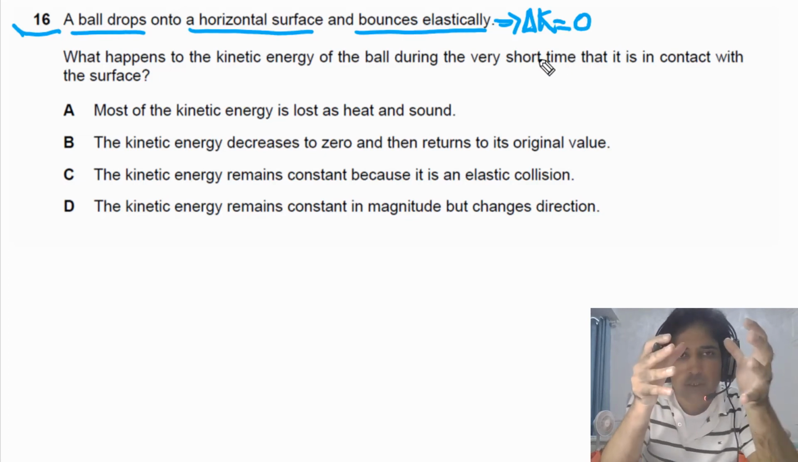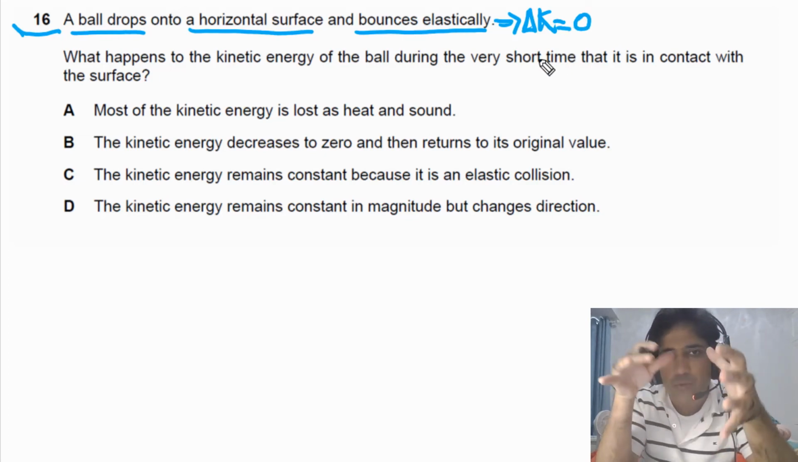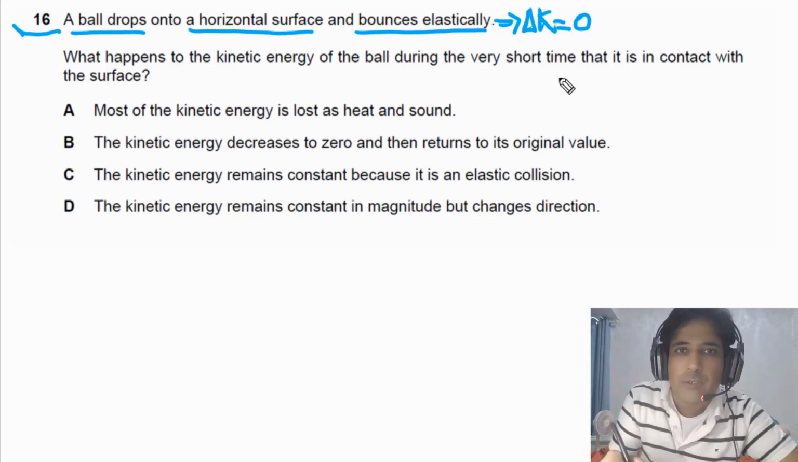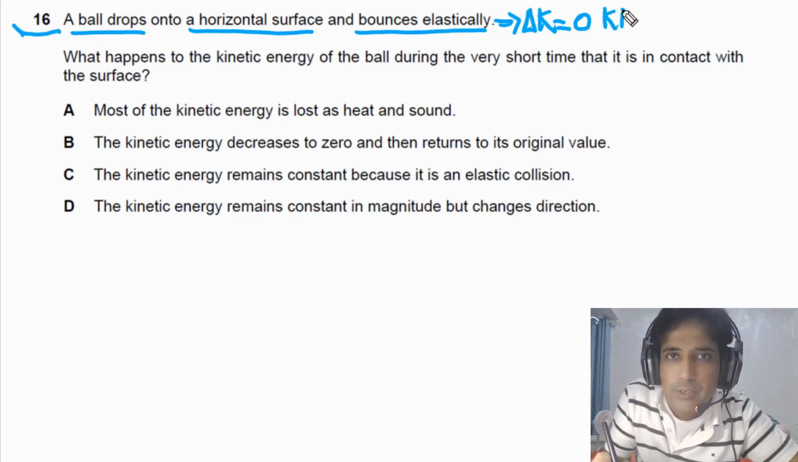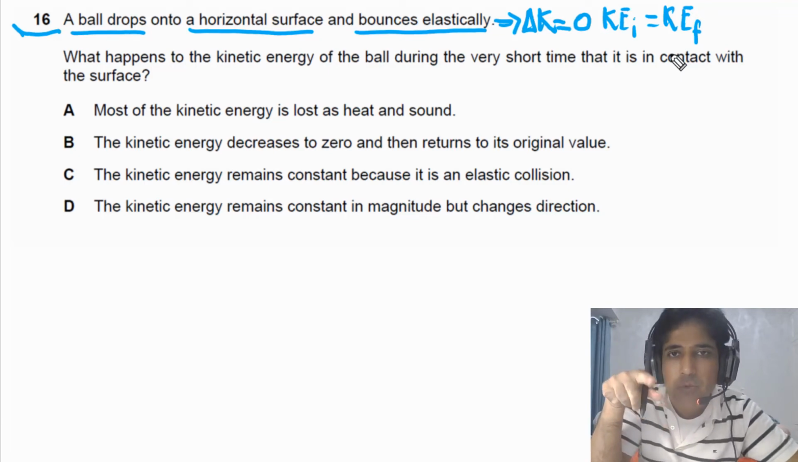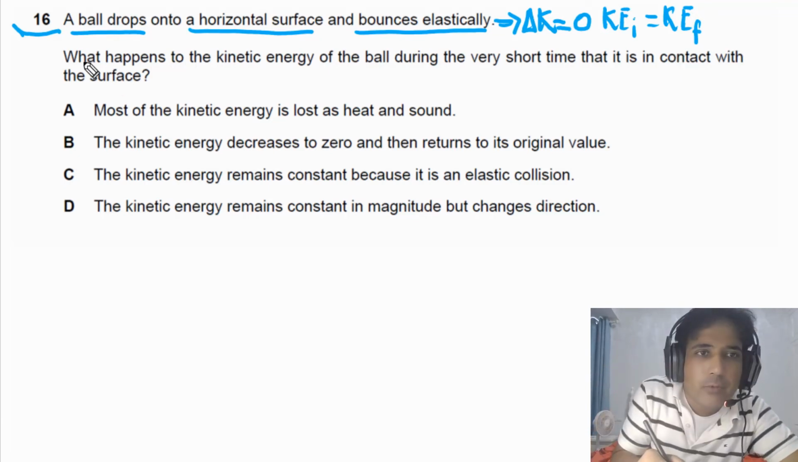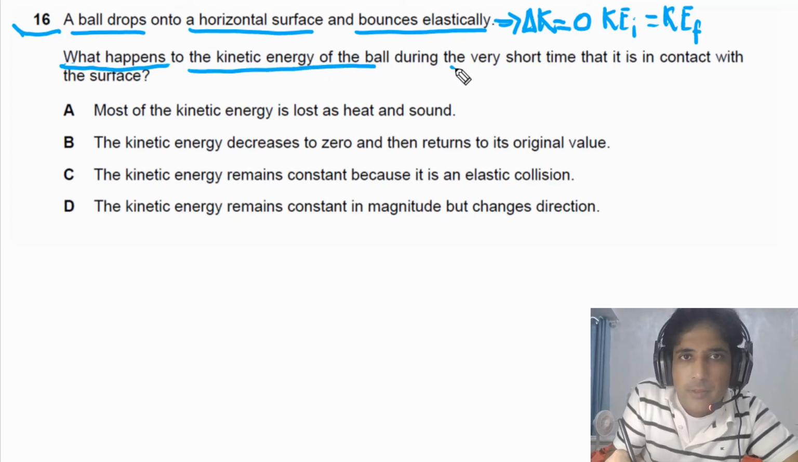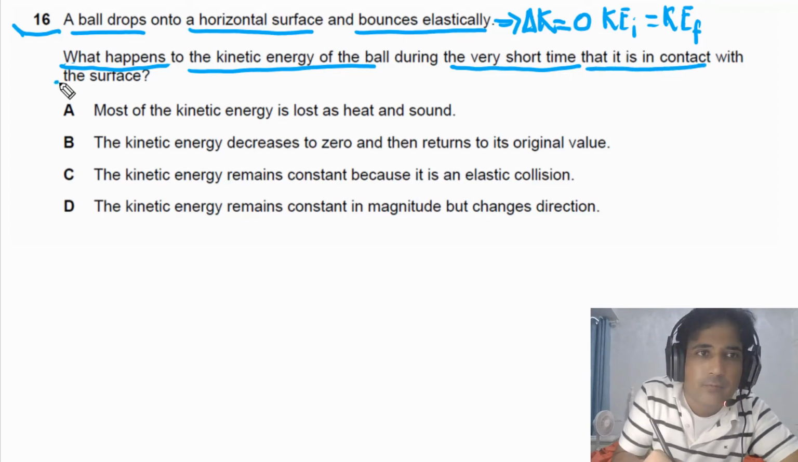Kinetic energy of the ball before collision is equal to kinetic energy of the ball after colliding with the surface. So simply in this case, we can write kinetic energy initial is equal to kinetic energy final. Kinetic energy before collision is equal to kinetic energy after collision. But the question is asking what happens to the kinetic energy of the ball during the very short time that it is in contact with the surface.